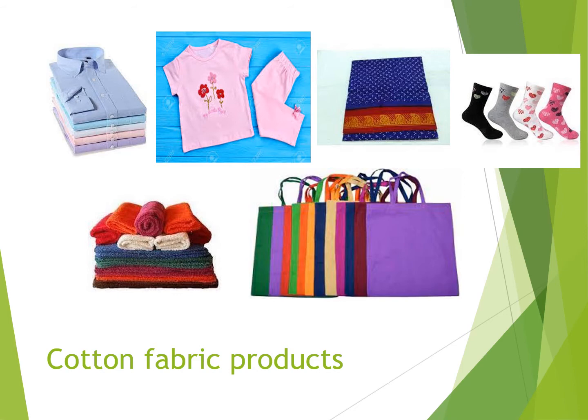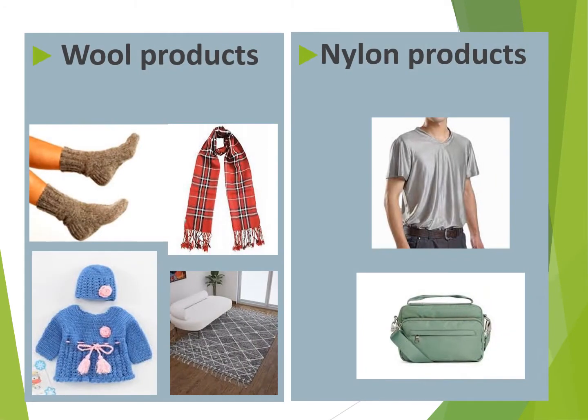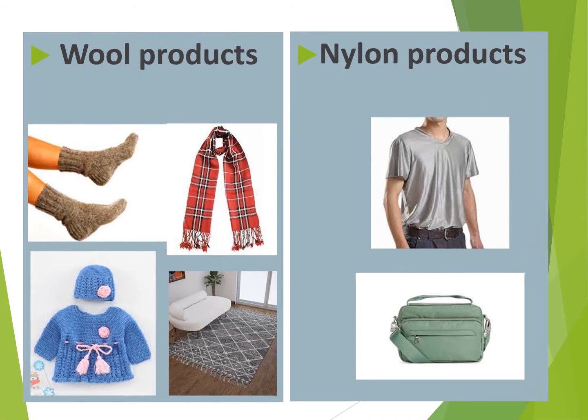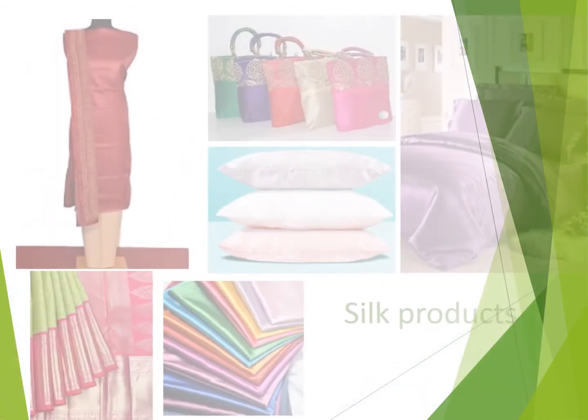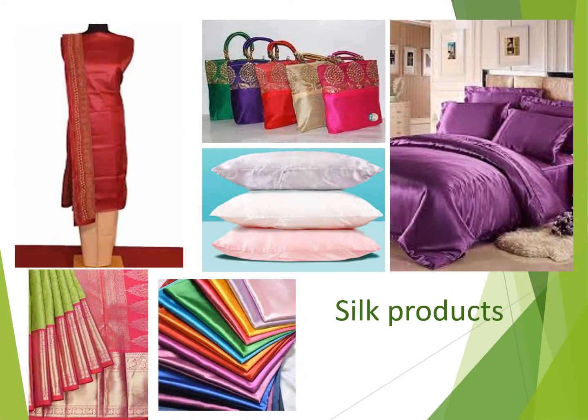Similarly, wool is used for making woolen clothes, socks, mufflers, carpets, and nylon is generally used for making bags, t-shirts, and silk is mainly used for making saris, shirts, suits, silk bags, bed sheets, and pillow covers. So these are the different types of fabrics which are used for making different materials.